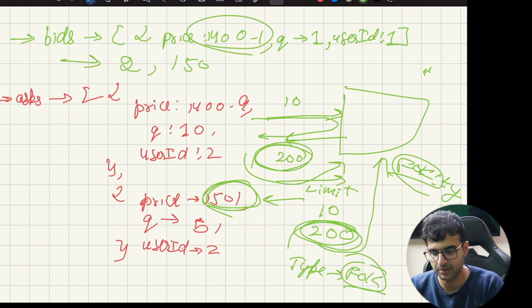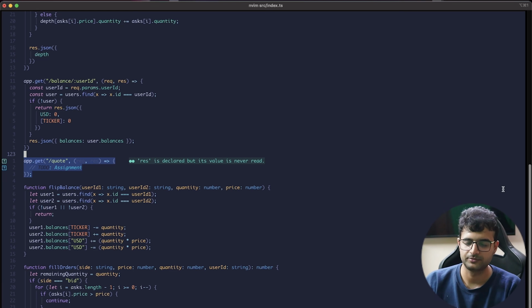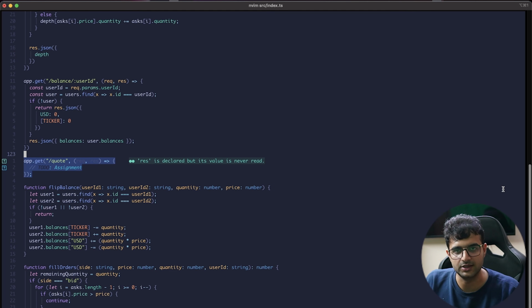But again, it's an assignment. Feel free to try it. You will not learn anything if you don't code yourself. So I strongly urge you to go through the code base a little bit, make the changes. As I've said, there are bugs here. I'm going to file issues right now.